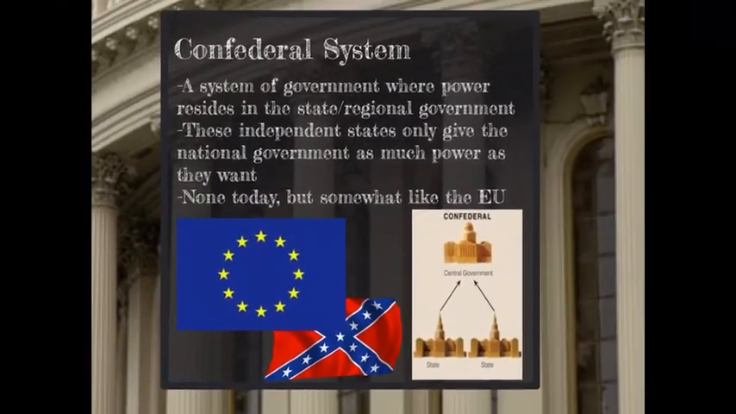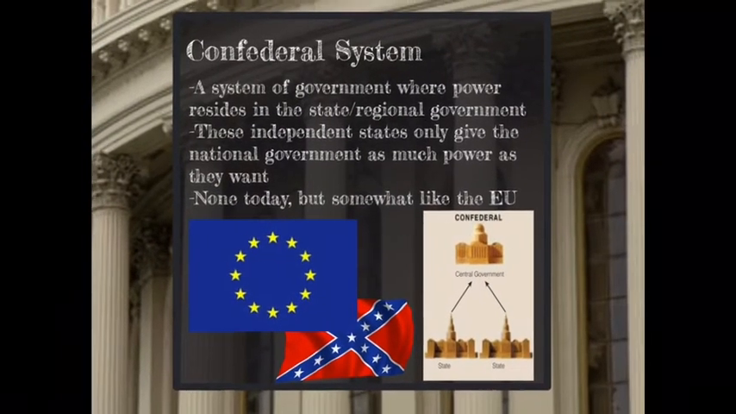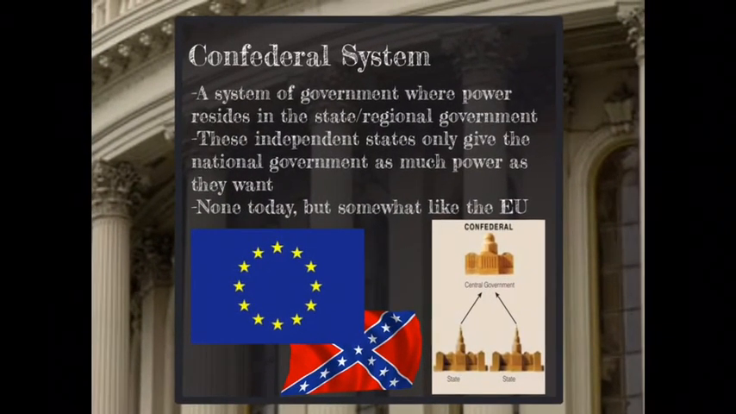The last one is the confederal system. I know that flag's not good. Yes, that's not good. So the confederal system is a system where the power resides in the states and regional government. So this is the exact opposite of a unitary system. This is where the states have all the power, and they make decisions basically for the central government. In this case, the states are pretty much their own governments, their own nations, and they're making decisions for the central government.